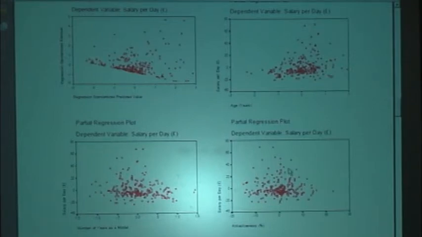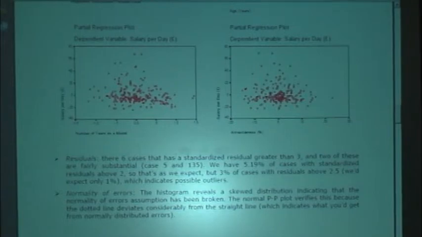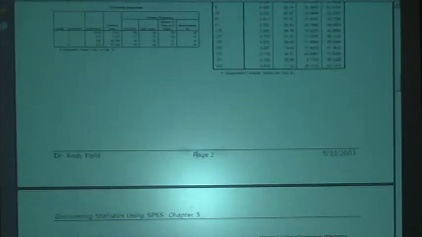Yeah, those are partial plots with the other ones being held constant. So we ask for partial plots. See where it says partial regression plot, that means that's the scatter plot holding constant the other variables. It's not the straight scatter plot you get without holding constant. So there are 6 cases that have a standardized residual greater than 3, and 2 of these are fairly substantial, case 5 and 135. We got that from here.